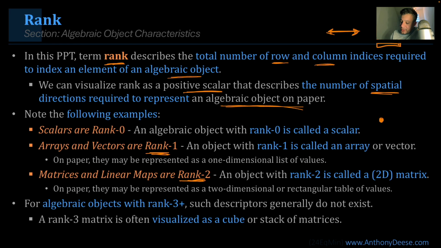And for algebraic objects with a rank of 3 or higher, we really don't have great terms. Sometimes we call them 3D matrices, but we will have some terms that we bring up later. For now we're just going to call them higher rank algebraic objects. Now we can visualize these higher rank algebraic objects as a queue or a stack of matrices, and we'll talk about that in a second.